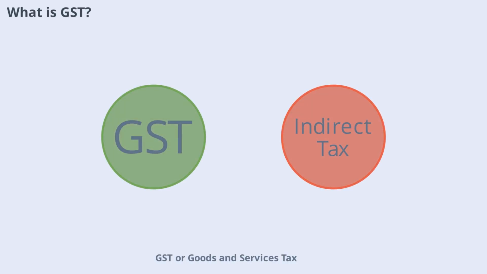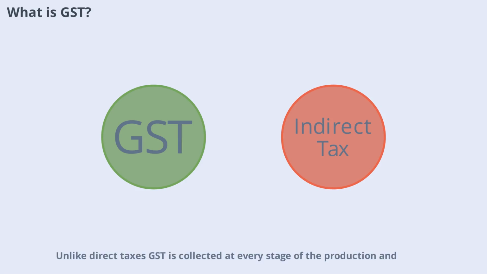GST, or Goods and Services Tax, is an indirect tax levied on the supply of goods and services in India. Unlike direct taxes, GST is collected at every stage of the production and distribution process but is ultimately borne by the final consumer. This means that businesses pay GST on their purchases and collect GST on their sales, with the difference being remitted to the government. The system is designed to avoid the cascading effect of taxes, ensuring transparency and efficiency. GST has replaced a host of previous indirect taxes, streamlining the tax process for everyone involved.